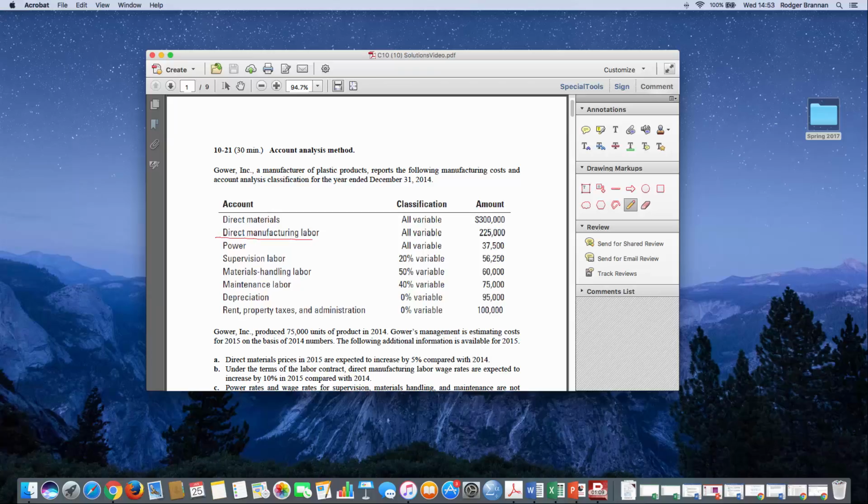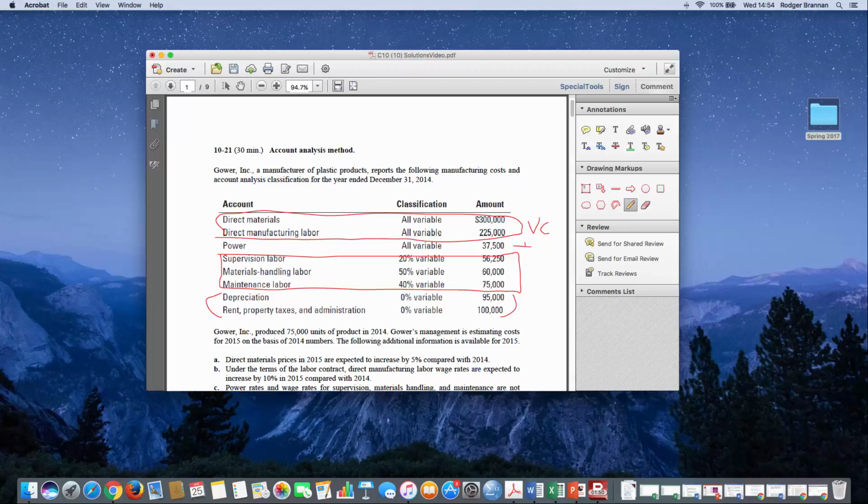Now, for example, direct materials and direct labor are always going to be considered pure variable costs. No ifs, ands, or buts about that. So we don't really need to worry about that. Power could be a mixed cost, it could be variable, but in this case, they're simply defining it as a pure variable cost. Now, the rest of these, from supervisory labor all down here, these are the mixed costs. These are the ones that are going to be a little bit problematic. Depreciation, rent, property taxes, these right here, these are my pure fixed costs.